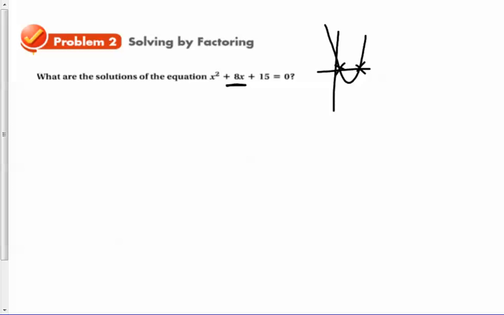more effectively, we could solve this by factoring. So if you remember the x factor, we go a times c, so in this case it's 15, and b is 8. We list our factors of 15 that add up to 8, and I believe that's 3 and 5.